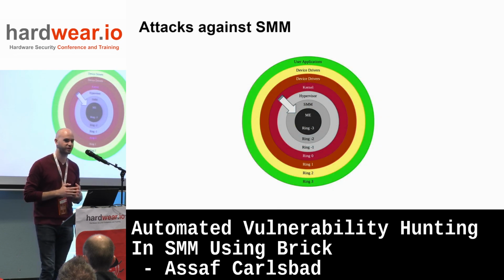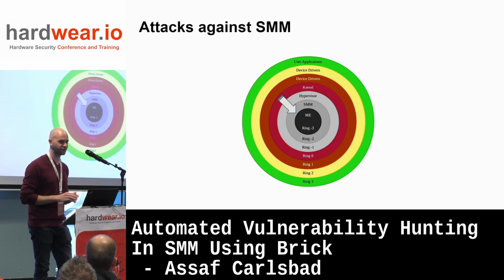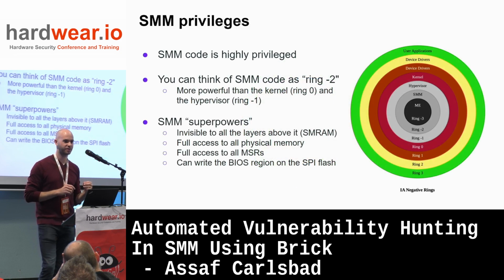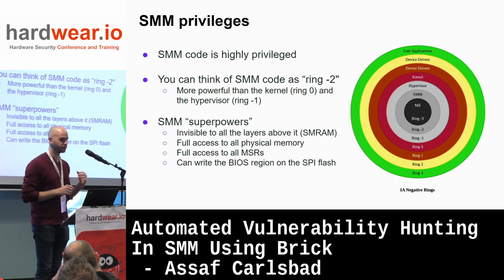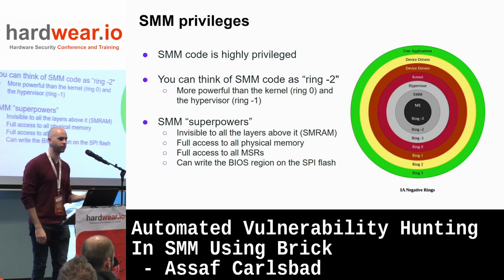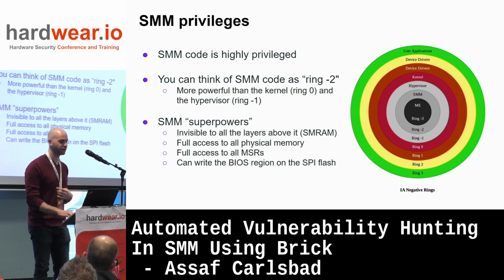Okay, so now let's move on to the second part where we describe some practical attacks against SMM. But first, let's give some motivation for doing this in the first place. So the main reason for attacking SMM is that it's considered to be a highly privileged operating mode of the CPU. In the Intel realm, we like to think of privileges in terms of numbered rings, where a lower ring number indicates higher privileges. And according to this convention, you can think of SMM as ring -2. So that makes it more powerful than the OS kernel or even the hypervisor.